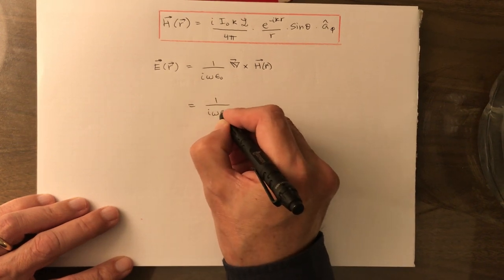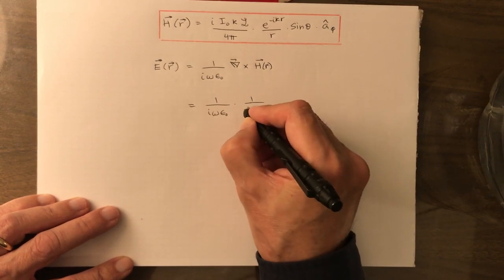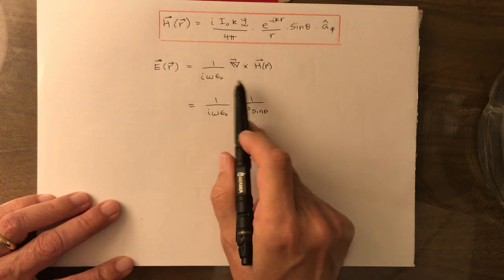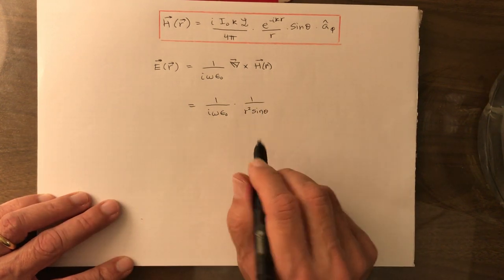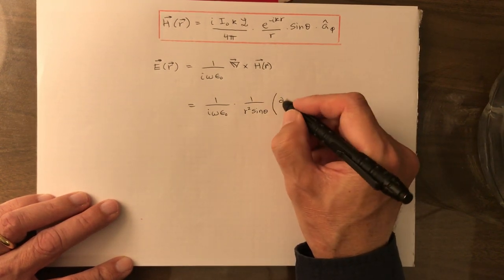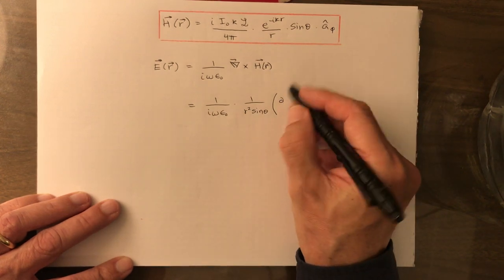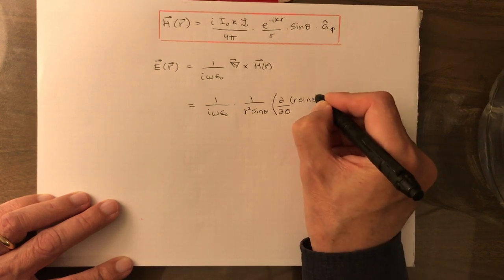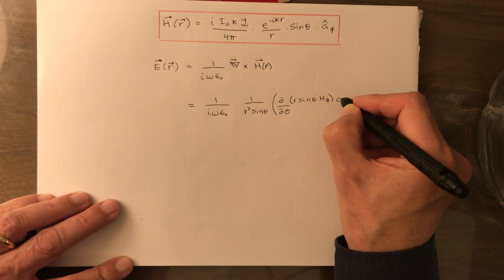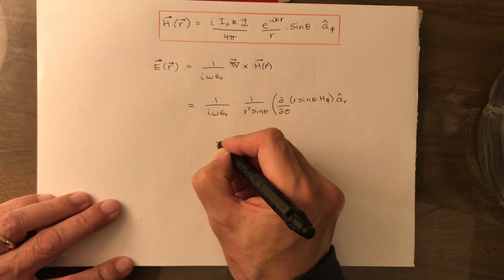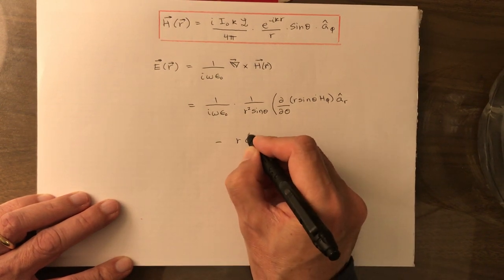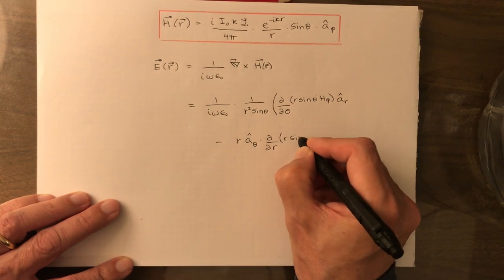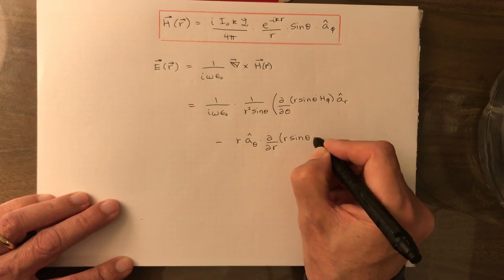1 over I omega epsilon naught times 1 over R squared sine theta. And here what we're doing is using that same determinant that we found before, the definition of del cross H. So I'm not going to do that one again. But I am going to take, of course, the term of particular interest to the cross product into the A phi term. So d d theta of R sine theta times H phi times the unit vector in the r direction minus r a theta hat times the dr of r sine theta H phi.